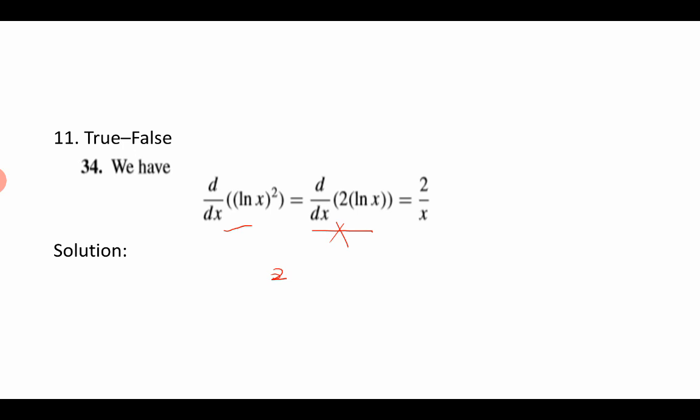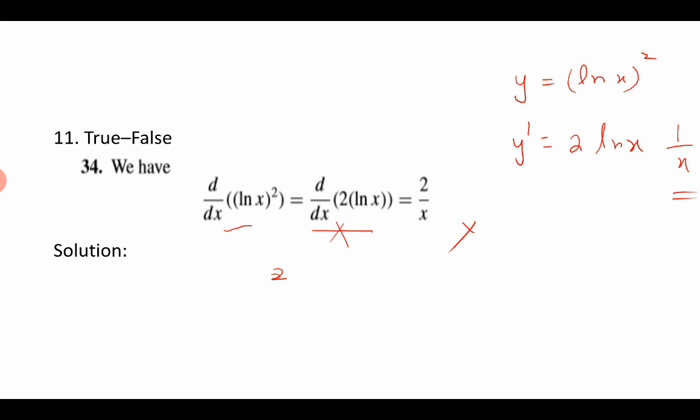When y is ln x whole square, first use the power rule. The chain rule should be used here: 2 times ln x, and the differentiation of ln x is 1 over x. This is the answer. So this is wrong.